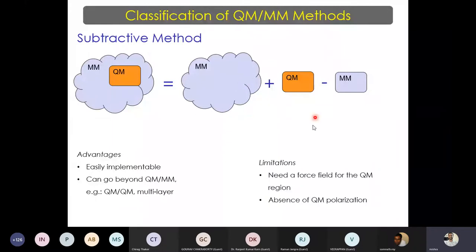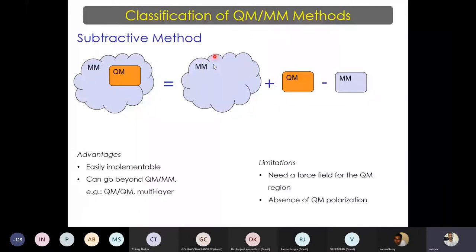The other point is the absence of QM polarization. For example, when I'm doing this quantum mechanical calculation, the protein is out there and it has a role. But when I do this QM calculation, the quantum mechanical active site system does not feel the presence of the rest of the protein. So that absence of the MM region polarizing my QM system is a limitation, but this also has been corrected.